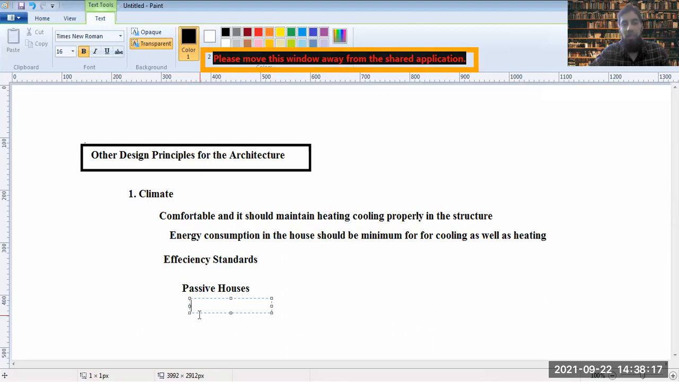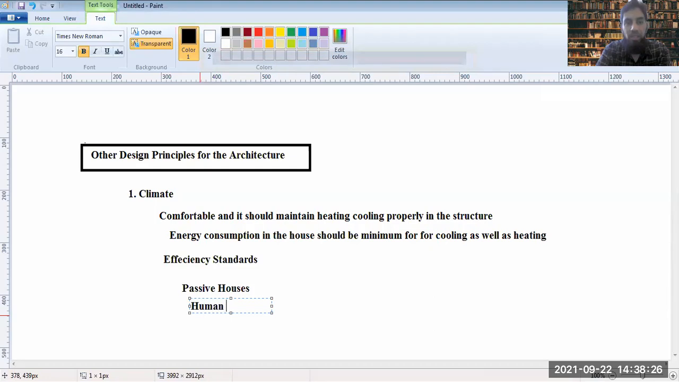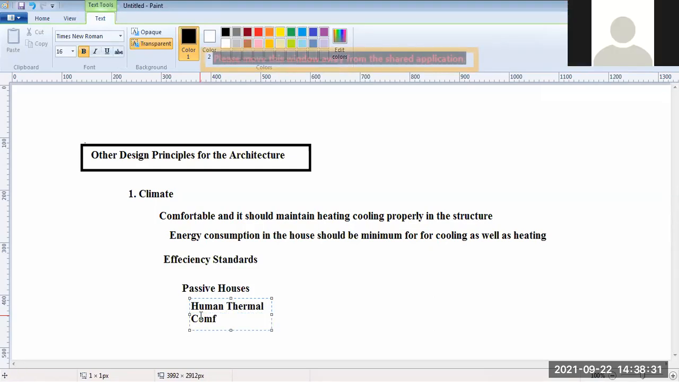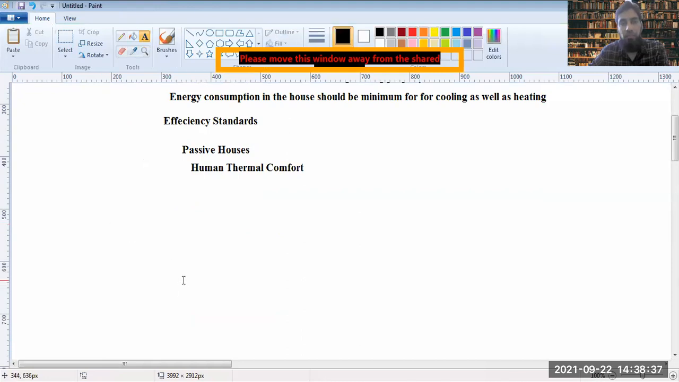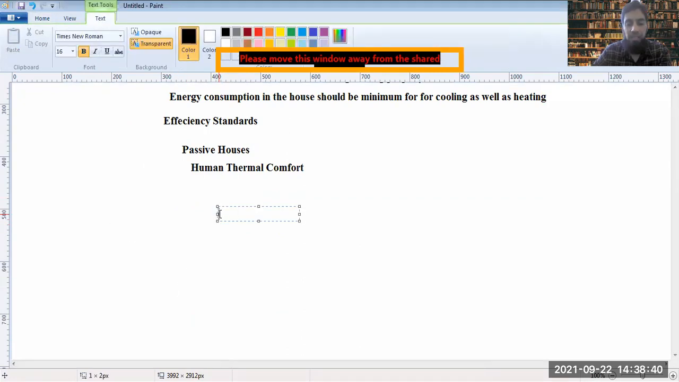So based on climate, our design principles for architectural requirements should be such that it offers human thermal comfort. It should offer human thermal comfort. And what does this mean? It means that we need to strike a balance between two things.